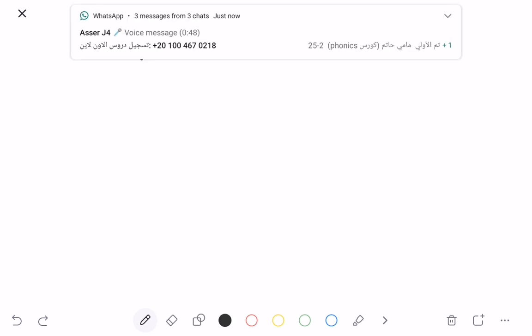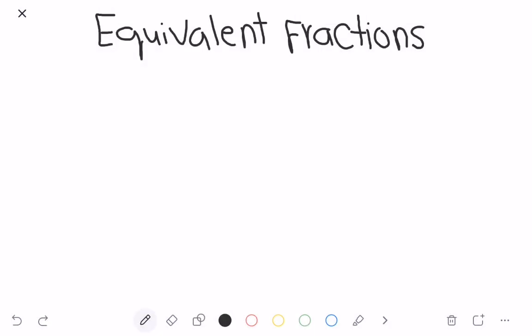How to find equivalent fractions? For example, 4 over 8. How to find equivalent fractions to 4 over 8? You can find equivalent fractions by multiplying both numerator and denominator by any number except 0.